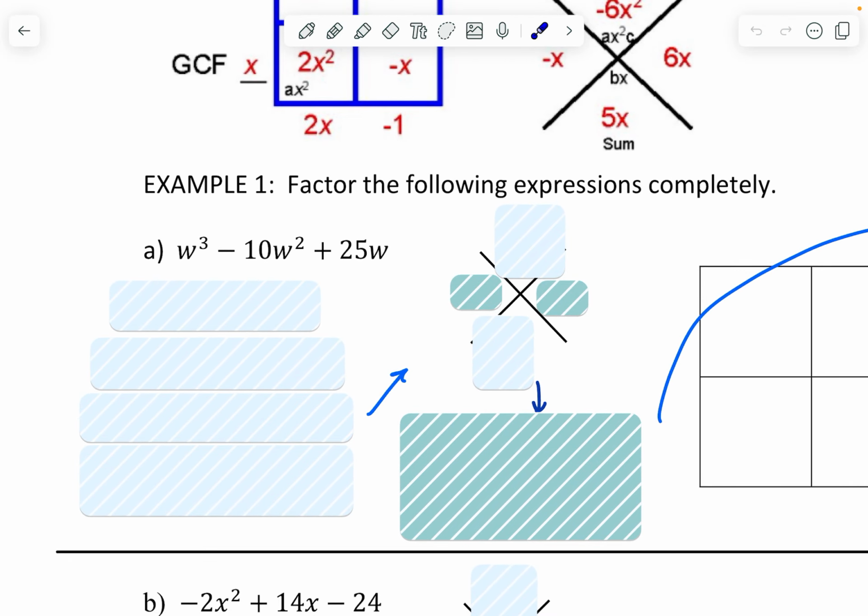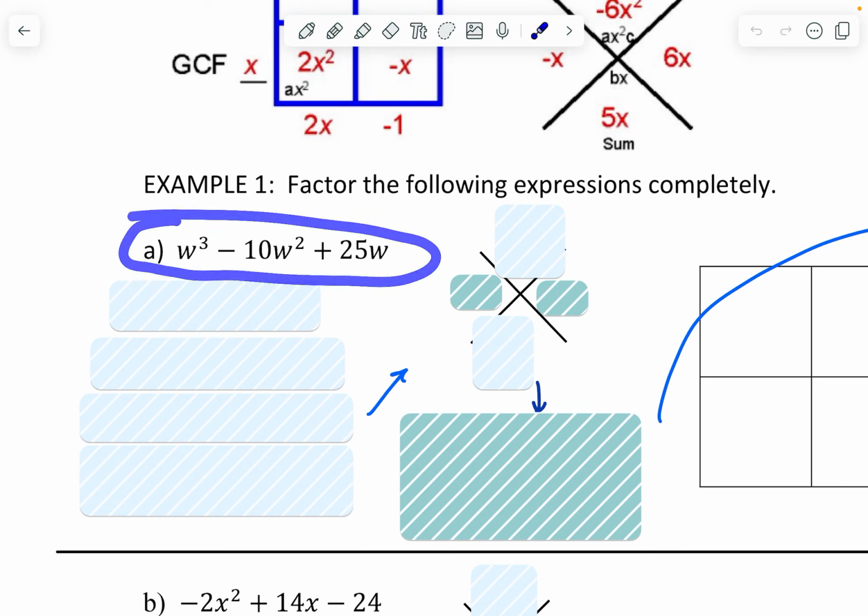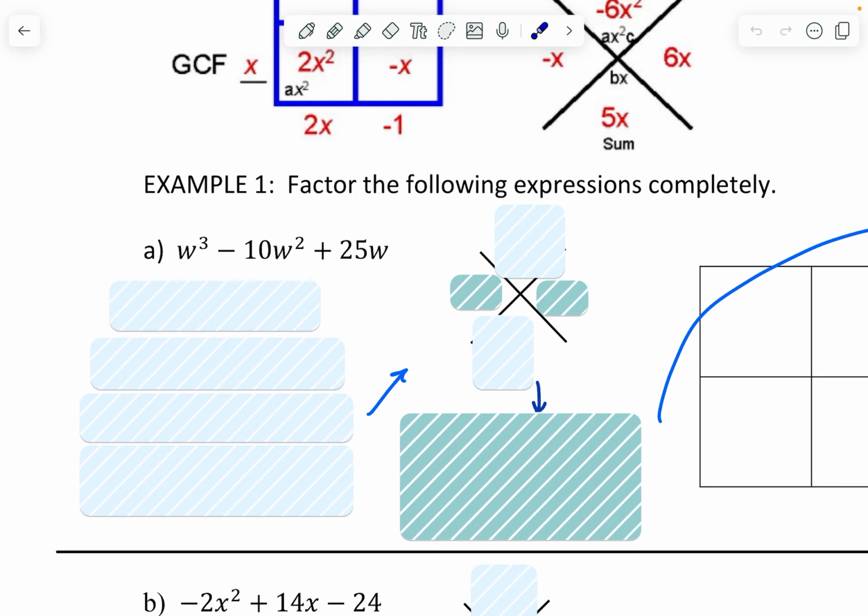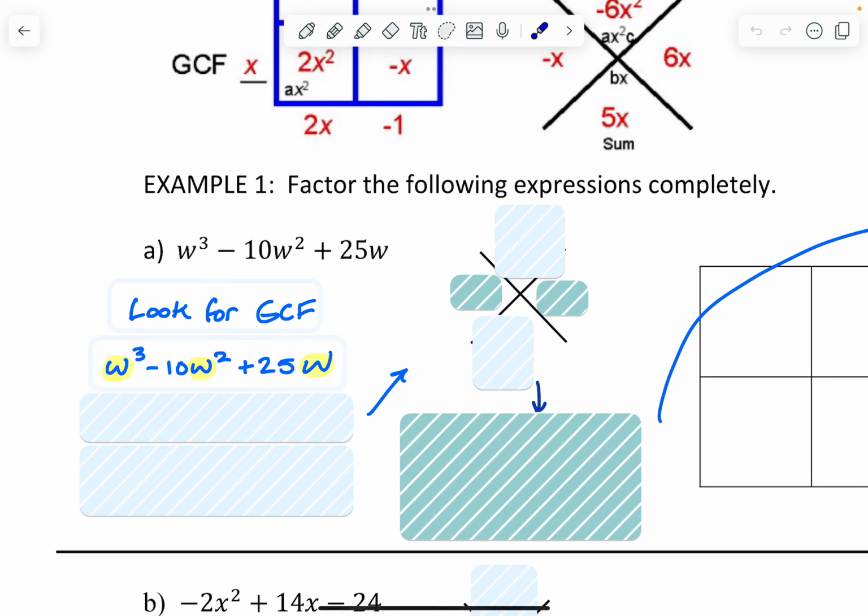Example 1 asks us to factor the following expression completely. Our expression is w to the third power minus 10w squared plus 25w. One thing that we need to do first is look for a greatest common factor. In this case, w to the third power, negative 10w squared, and 25w, I see w in all three terms. My greatest common factor is going to be w.